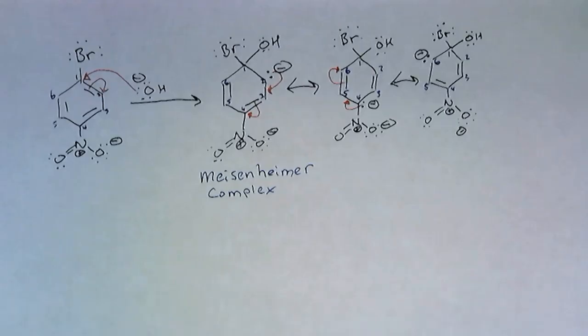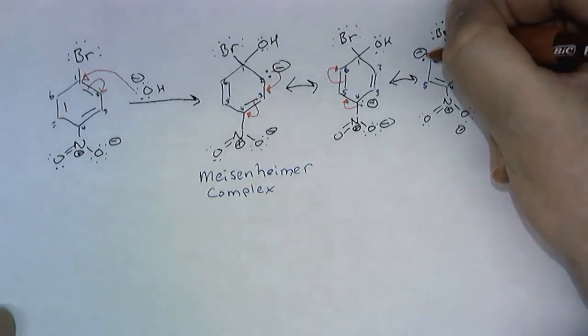The final resonance contributor can be obtained by bringing that lone pair of electrons down to reform the pi bond between carbons 5 and 6, and move the pi bond between carbon 4 and 5 to form a new carbon-nitrogen double bond. This moves the nitrogen-oxygen pi bond down onto the oxygen to become a new lone pair and a formal negative charge.